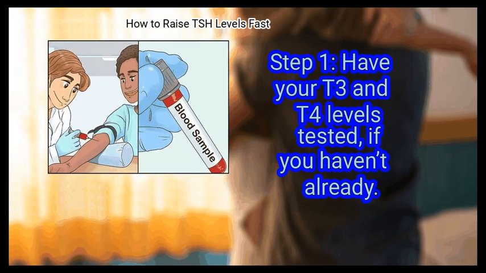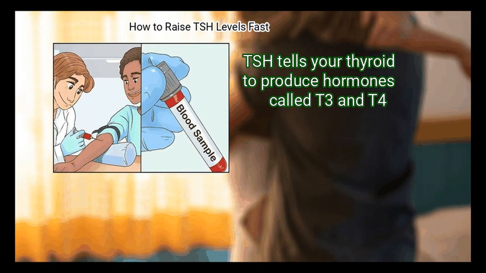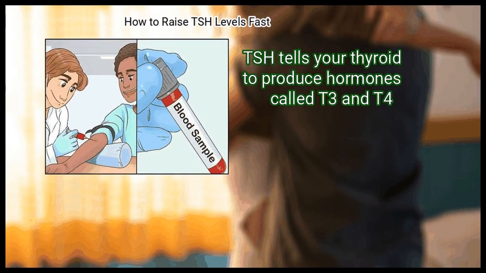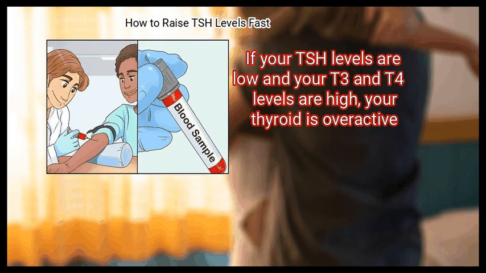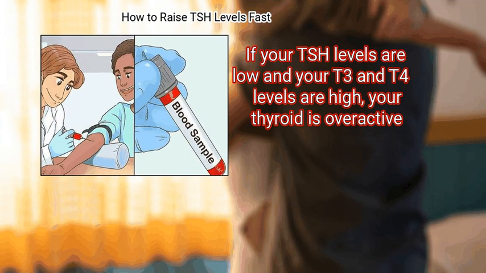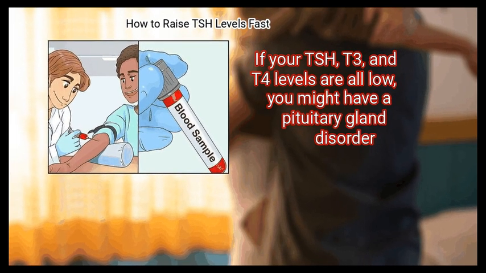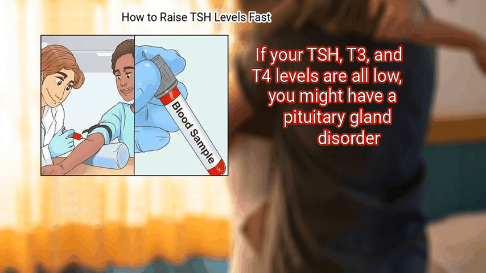First is have your T3 and T4 levels tested, if you haven't already. TSH tells your thyroid to produce hormones called T3 and T4. If your TSH levels are low and your T3 and T4 levels are high, your thyroid is overactive. If your TSH, T3, and T4 levels are all low, you might have a pituitary gland disorder.